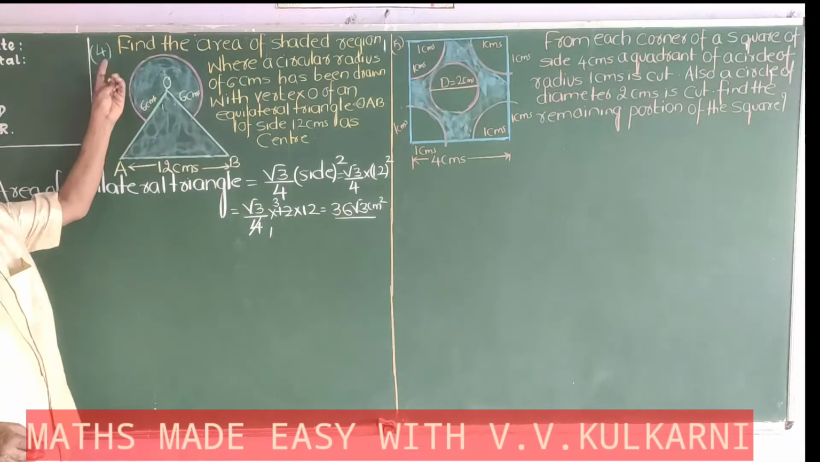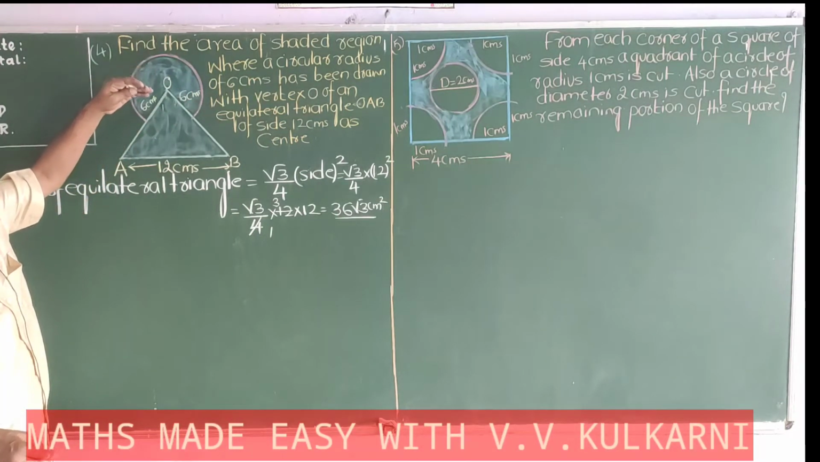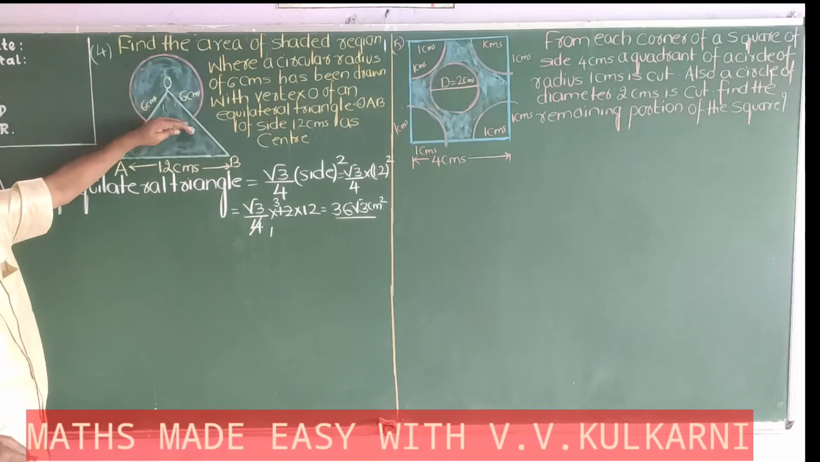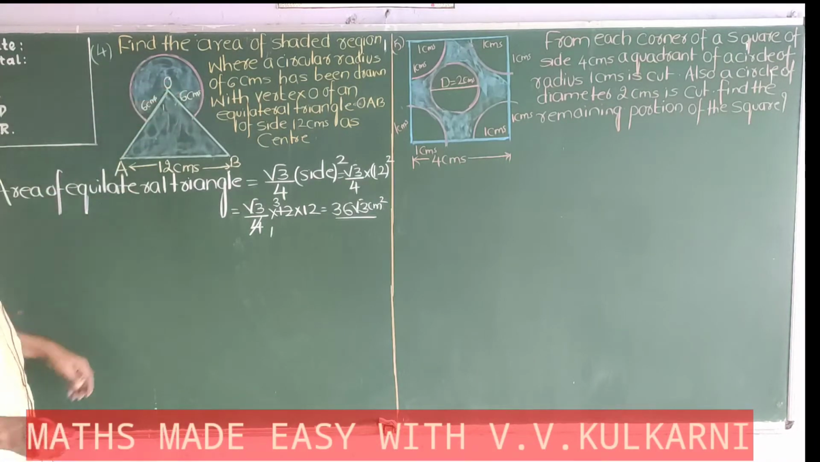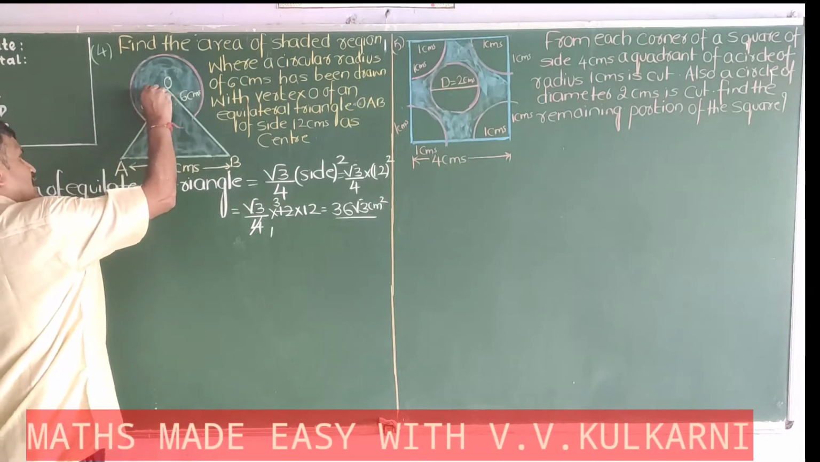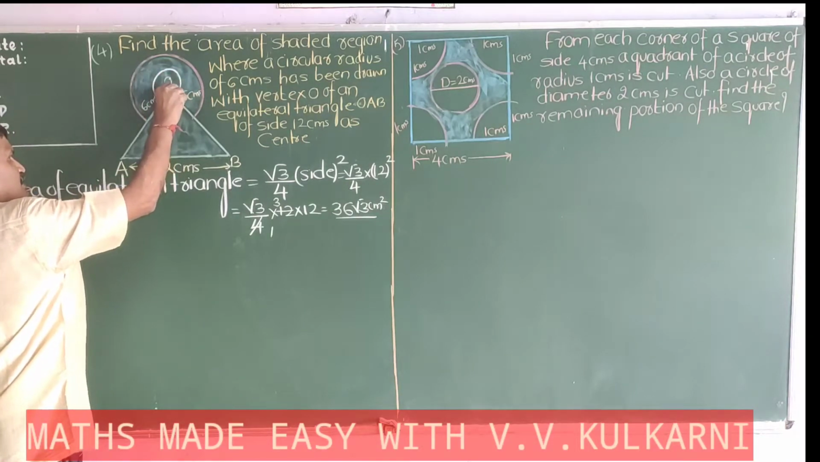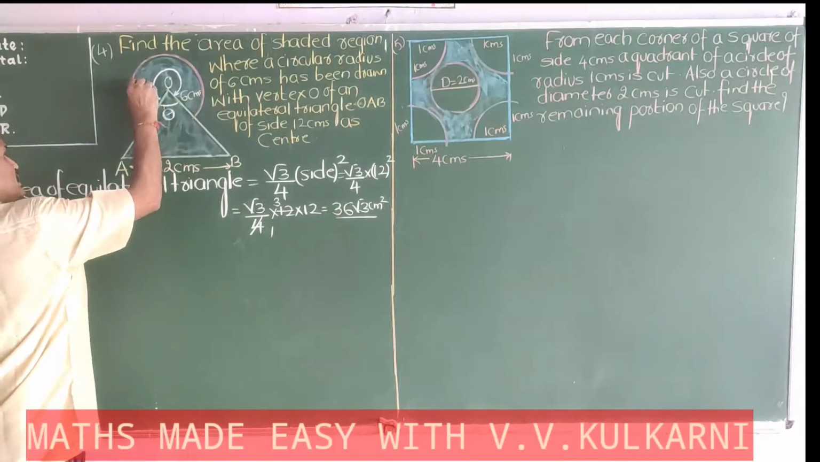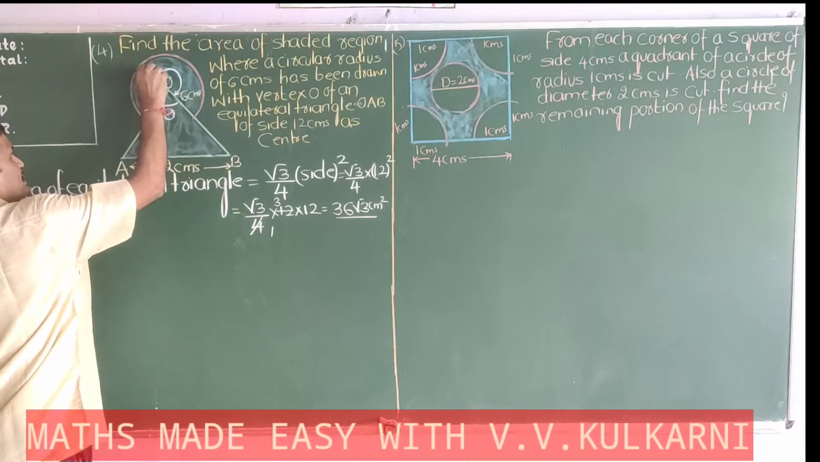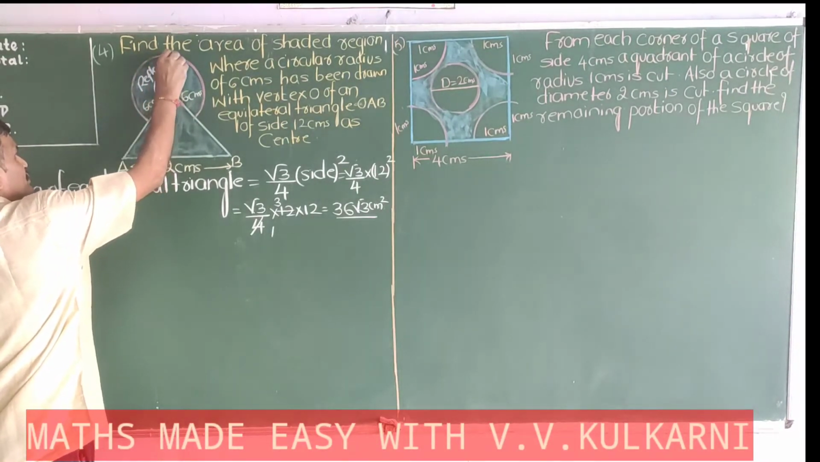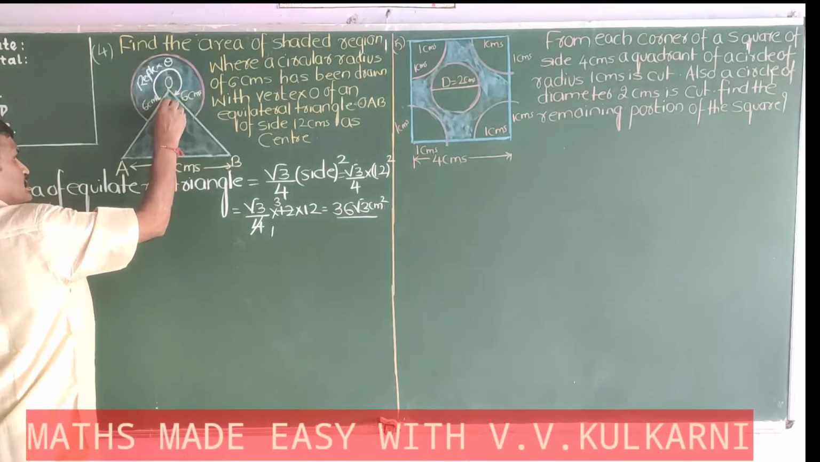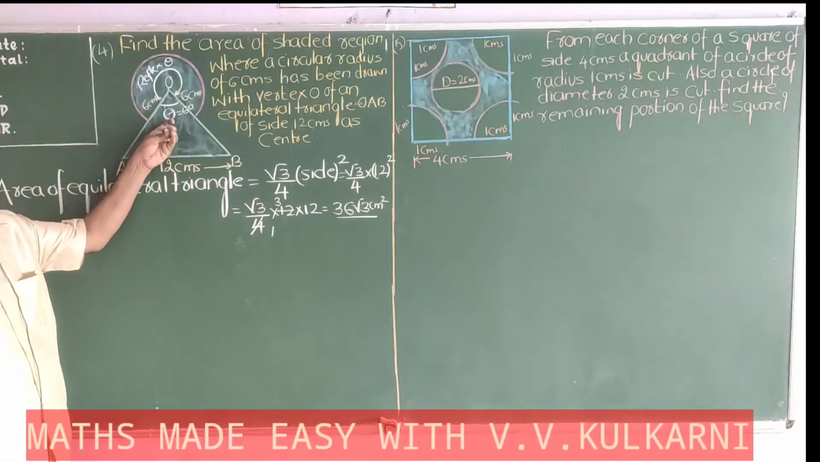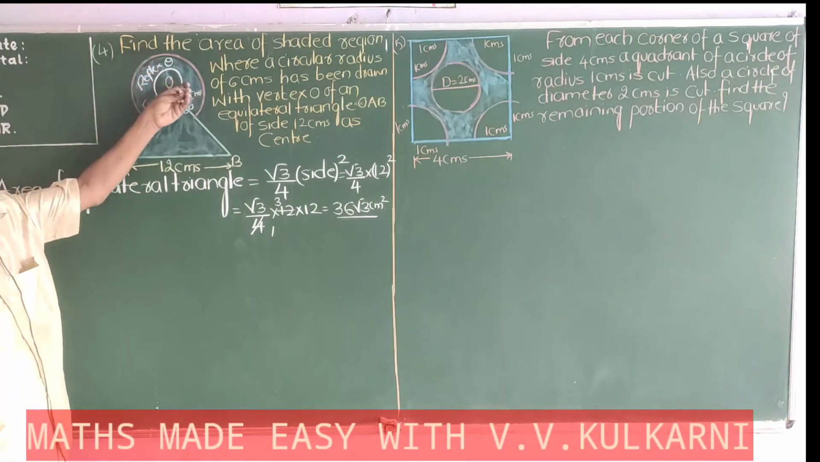Now I need to find out the area of this part. In some of the books they have found the area of the whole circle and then from there they have removed this sector. But what I say is I will take the area of this reflex angle. Suppose this is theta. If this is theta, then this will be reflex theta. This is already 60 because it's an equilateral triangle.